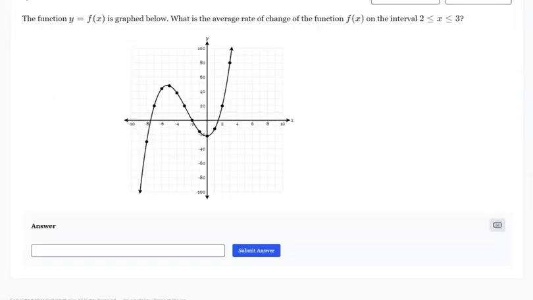Again, you're trying to find the average rate of change between an x-coordinate of 2 and 3, and once you find the y values, you can compute the slope along that line.